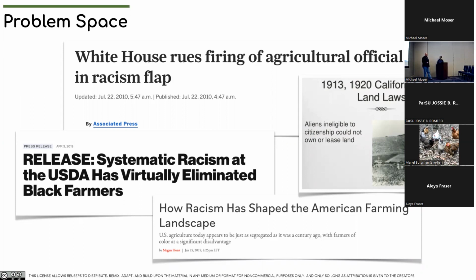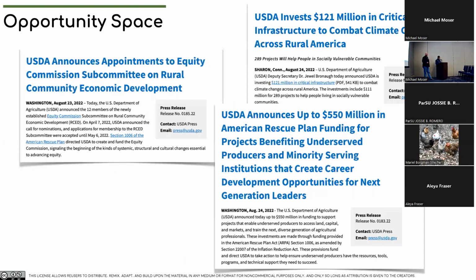Any other thoughts? Okay. So now on the positive side, right? This is very recent, as you can see, USDA making fundamental changes in the food system.